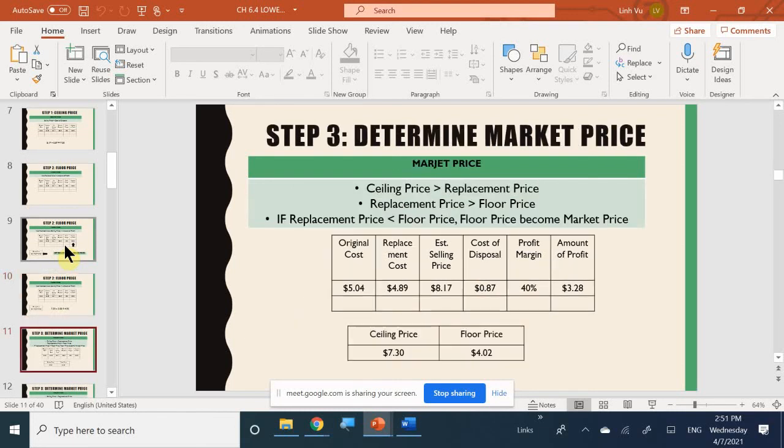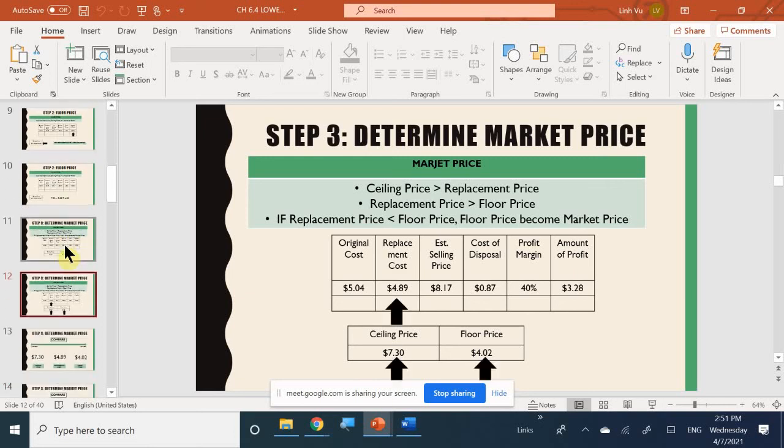Now, step 3 is to determine what the market value is. In order to determine the market value, you're going to compare 3 numbers. You're going to compare your ceiling and your floor, the 2 calculations you did before, and you're going to compare them to the replacement cost. Okay? Those 3 numbers are the only 3 numbers that you're comparing. Nothing else.